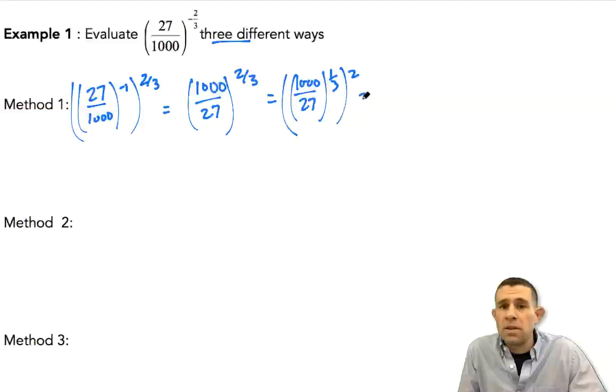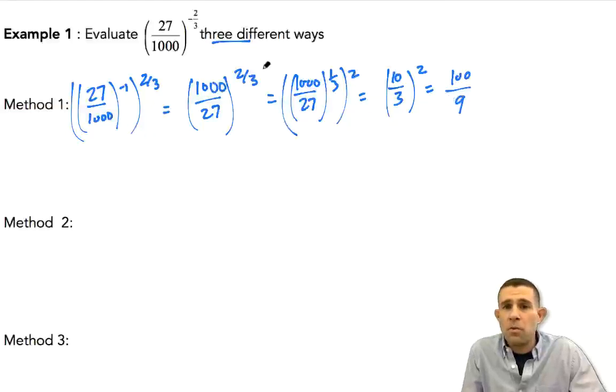So this means we're going to take the cube root of 1,000 and 27, so that's 10 over 3, and raise that to the second power, which is 100 over 9. So here's one way to evaluate that. And notice we took the negative and evaluated that first. So another way is to, instead of starting with the negative, let's start with the 1/3.